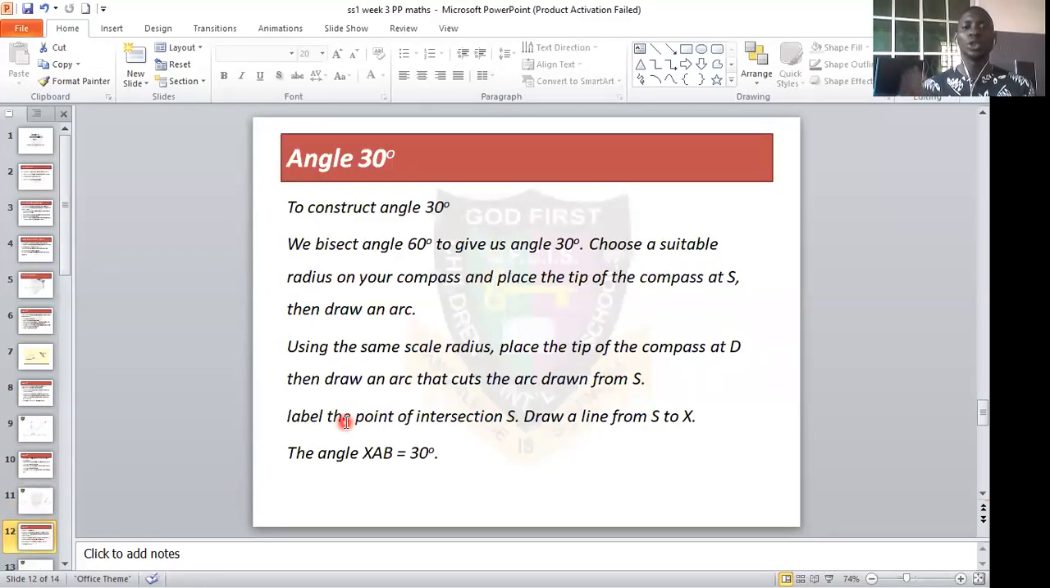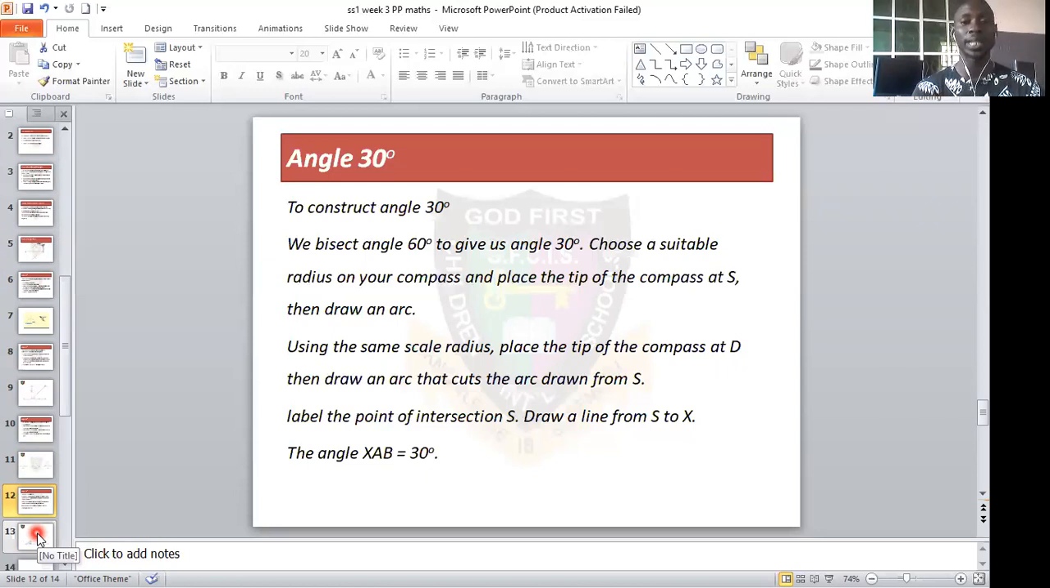I already told you. Choose a suitable radius on your compass. You know how to find your radius on compass now. Just find the length and make sure it sticks. Place the tip of your compass at S and draw an arc using the same radius. Place the tip of the compass at D and then draw an arc that cuts the arc drawn from S. Label the point of intersection X and draw a line from S to X.